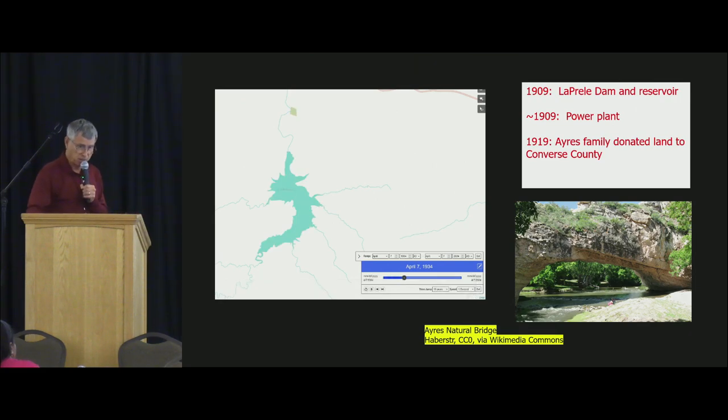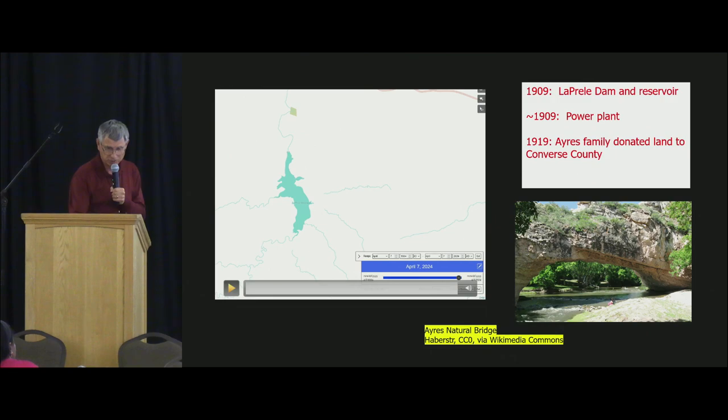Let me try another animation there. You can see the dam or the water behind the dam. The green area to the north of the lake is the natural bridge. Now, all of a sudden, that lake level went down quite a bit. So what happened there? Basically, it's a preventive measure. They're trying to prevent a catastrophe because that dam was built in 1909.